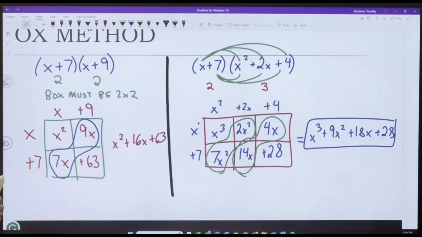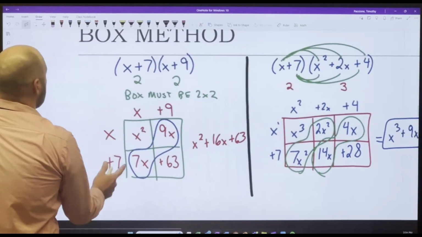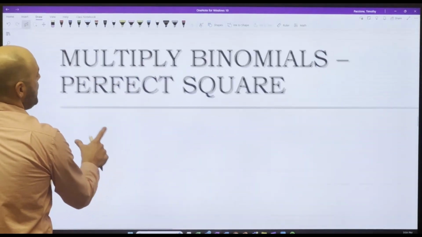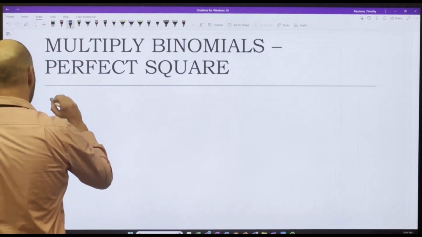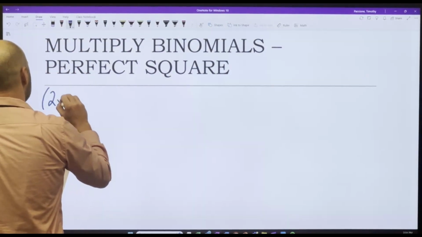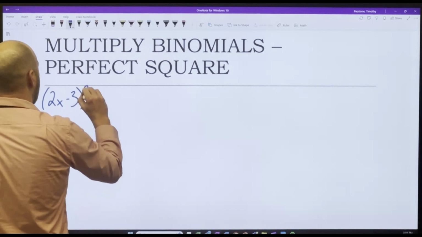Anybody writing? No worries. All right. So what if you had what's called a perfect square? What do I mean by that? What if you had 2x minus 3 squared?